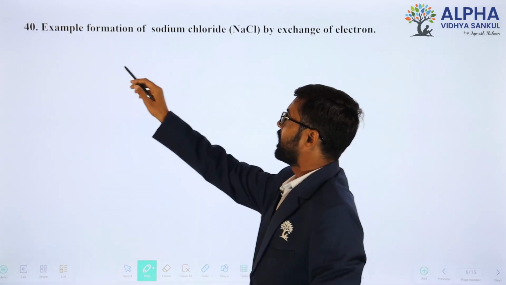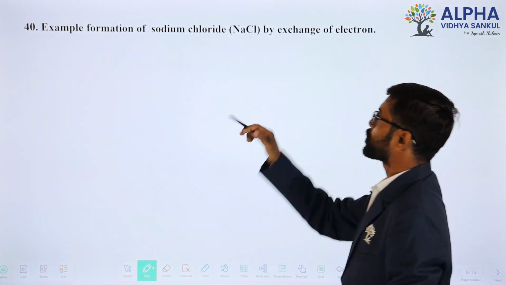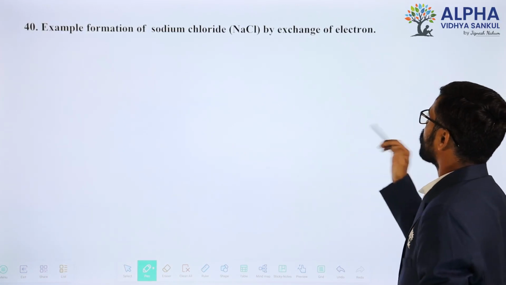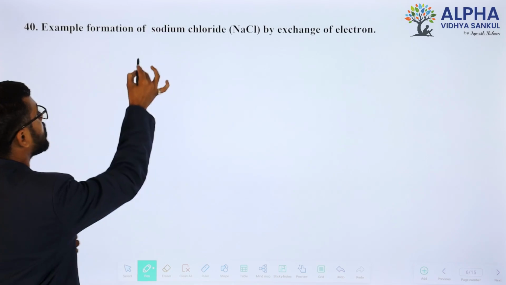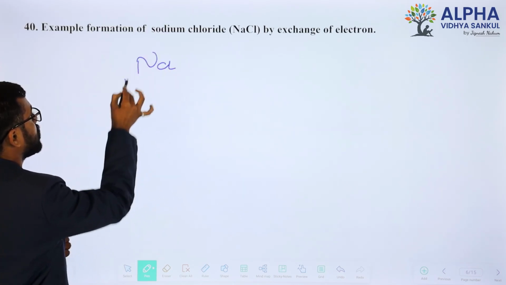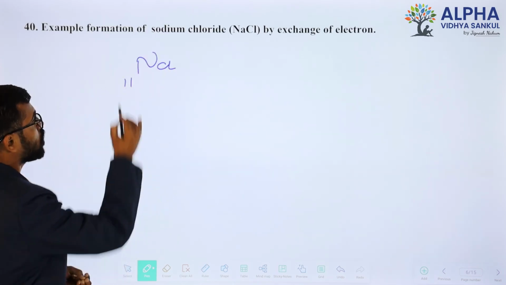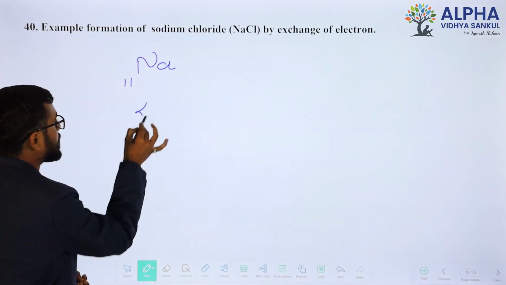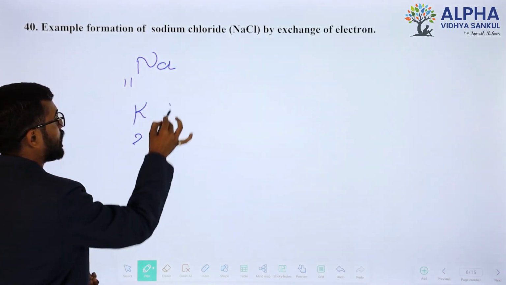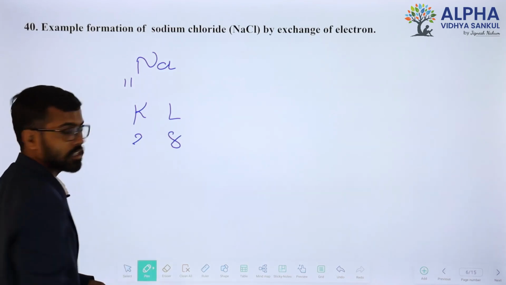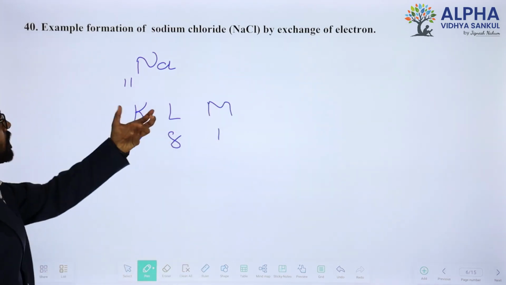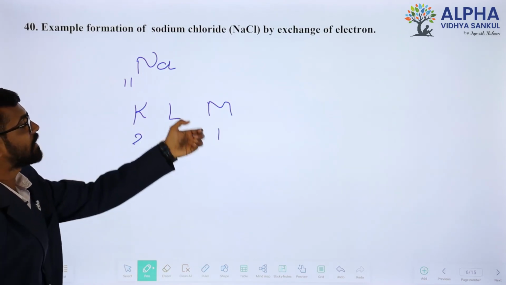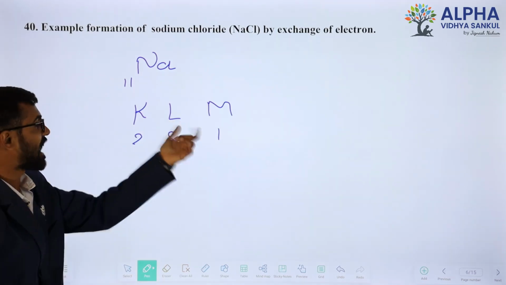Question number 40. Explain the formation of sodium chloride by exchange of electron method. The atomic number of sodium is 11. Then the electronic configuration of sodium is: first K shell 2 electrons, L shell 8 electrons, and M shell 1 electron. Here the sodium has 1 electron present in its outer valence shell M.